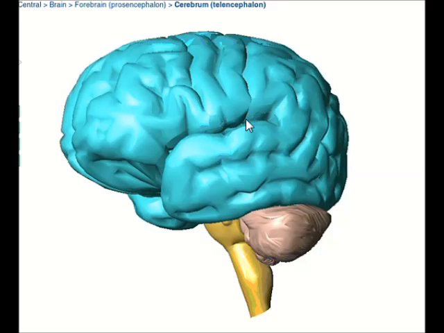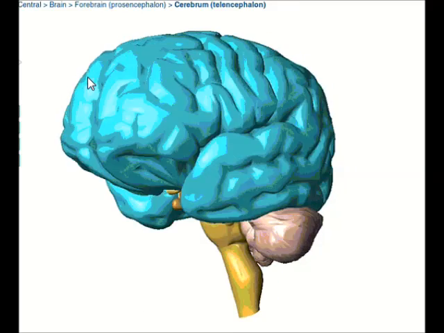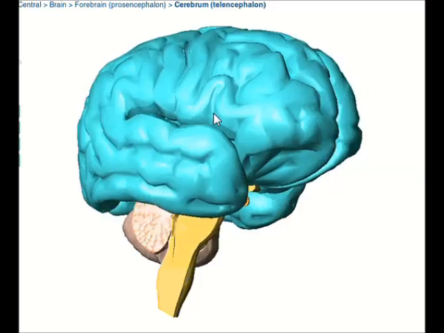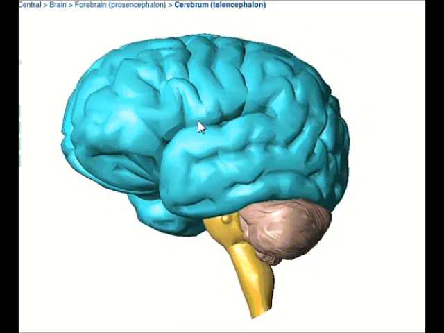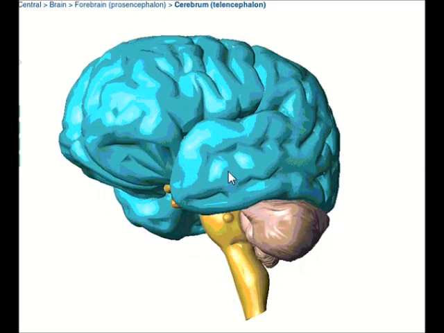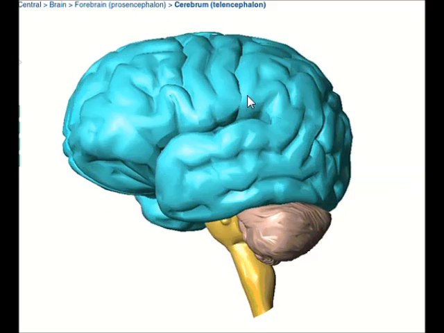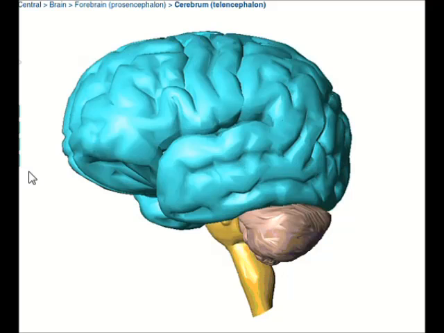So the cerebrum that you see here in blue, you can see it all the way around, it contains the cerebral cortex as well as some underlying structures. This is the telencephalon that we talked about before. So that would include the hippocampus, the basal ganglia, and the olfactory bulb.